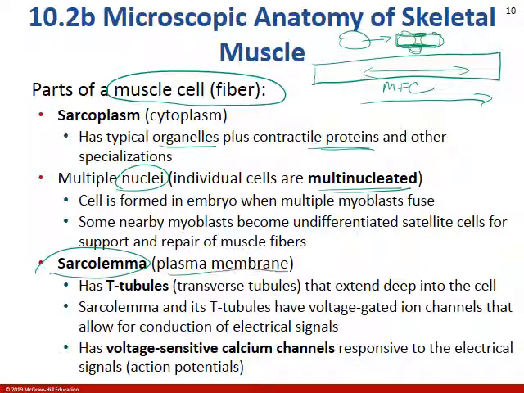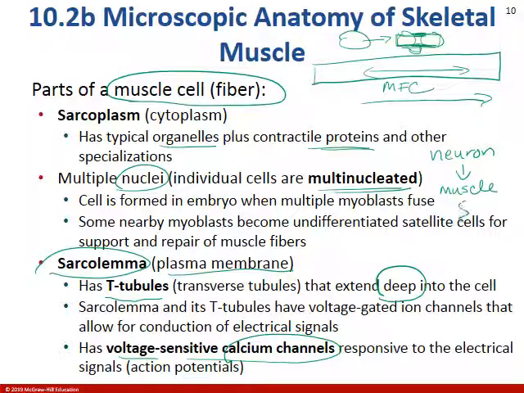Sarcolemma is the same thing as a plasma membrane or cell membrane. We have T-tubules that extend deep into the cell. We have also voltage-sensitive calcium channels. So what should you be thinking about? We just said in a previous slide, the neuron sends a message to the muscle, and then the muscle takes that message to the interior. So we're trying to take a neuron message, turn it into a muscle message, and then send that message internally.